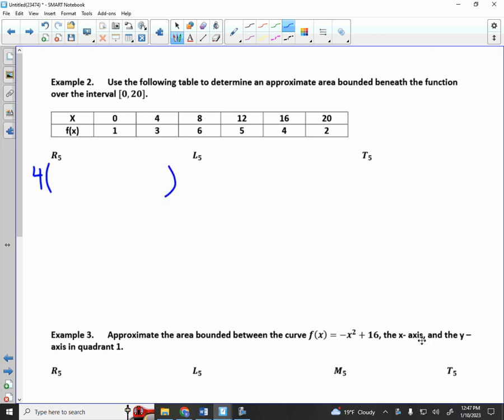Any question how I computed 4? Okay. First interval, second, third, fourth, fifth. What is the height of the first rectangle? Why not 1? Because it's right hand. So it's 3 plus 6 plus 5 plus 4 plus 2. Easy peasy now, right? So I add this up. That's 6 and 11 makes 17. Plus 3 is 20, so I get 80.